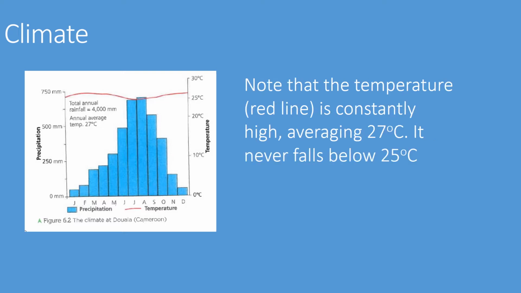So the red line, the temperature, notice it's constantly high. It looks like it dips down, doesn't it, a little bit to around about 25 degrees. It may just creep up to 28 degrees. So it's a very narrow, what we call range, the difference between the highest and the lowest temperatures. And certainly it never falls below 25 degrees C.